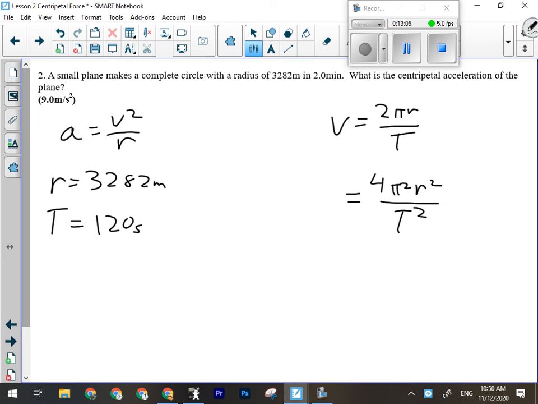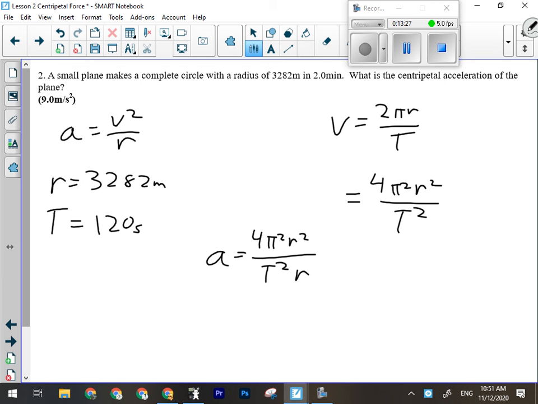Now, if I take that, I can just substitute it into this formula. I just plug it in place of v, so it'll look like this: 4 pi squared r squared over t squared, times r. I've just plugged it right into that formula in place of v.